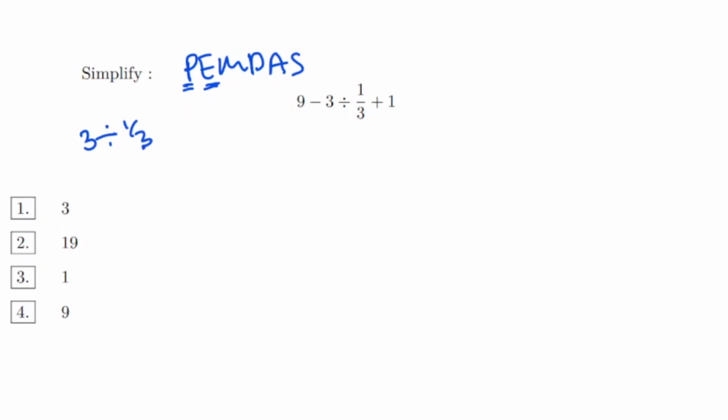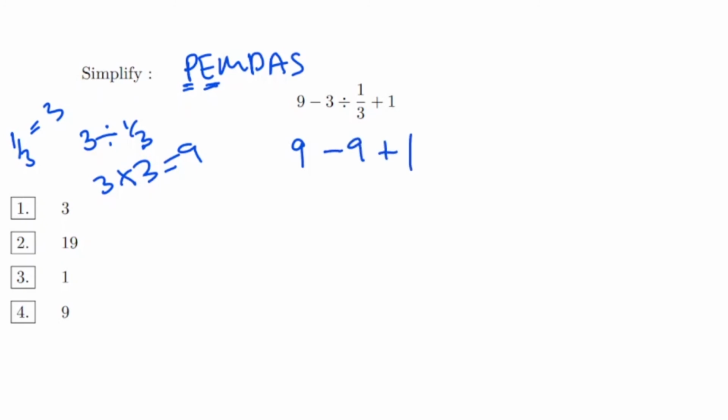Okay, and 3 divided by 1/3. When you divide a number by a fraction, it's the same as multiplying by the reciprocal, and the reciprocal of 1 over 3 is equal to 3. So it's the same as 3 times 3. Okay, so it's just 9. 3 times 3 is 9. So it's 9 minus 9 plus 1.